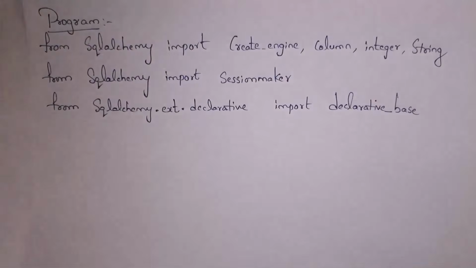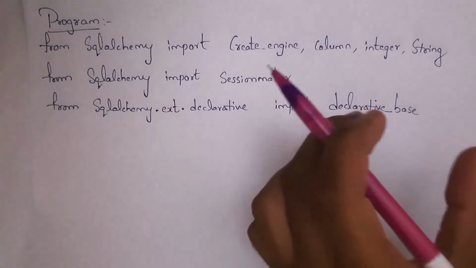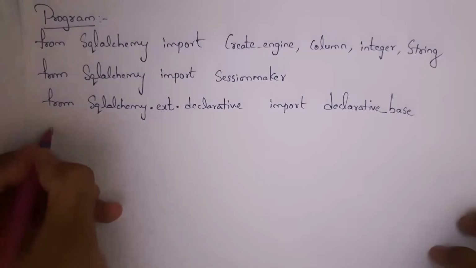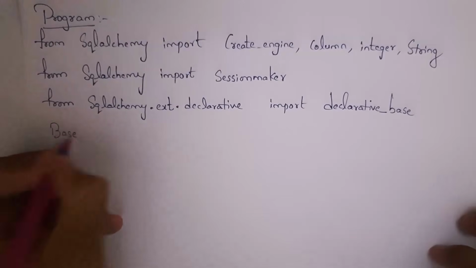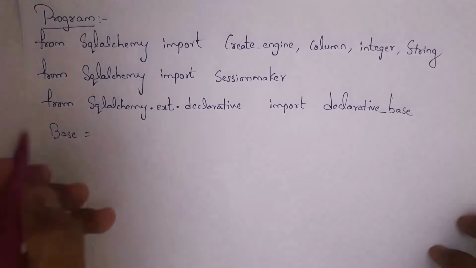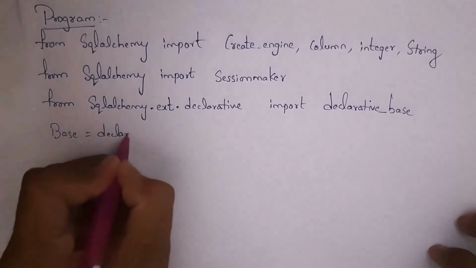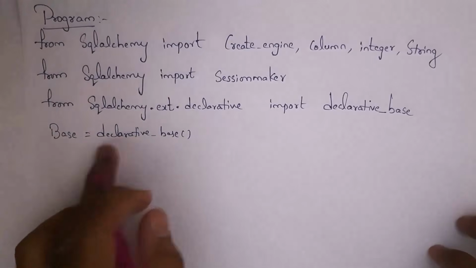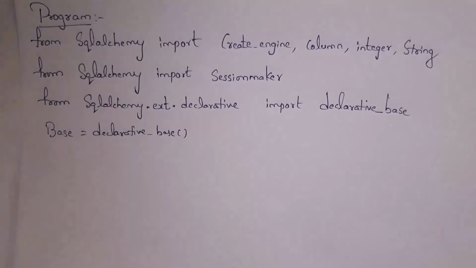At first what you need to do is store this declarative_base function in one variable. You can take any variable. I am taking the variable name as Base equal to. Inside this Base variable, I want to store the declarative_base function. So just write here declarative_base, take brackets because it is a function. Now I will write Python code to create the students table and to insert 3 columns inside the students table.